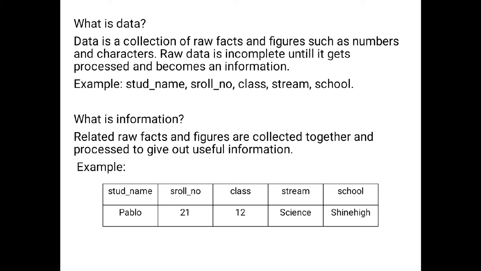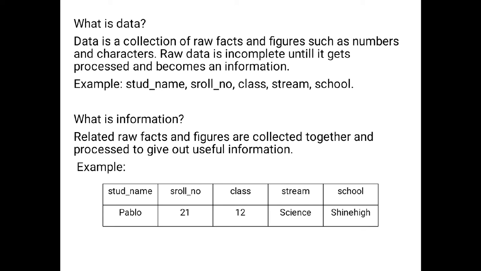Next, what is information? The related raw facts and figures are collected together and processed to give out useful information. Here the student name, roll number, class, stream, school are all related to the student details. Separately, they do not give out any details.